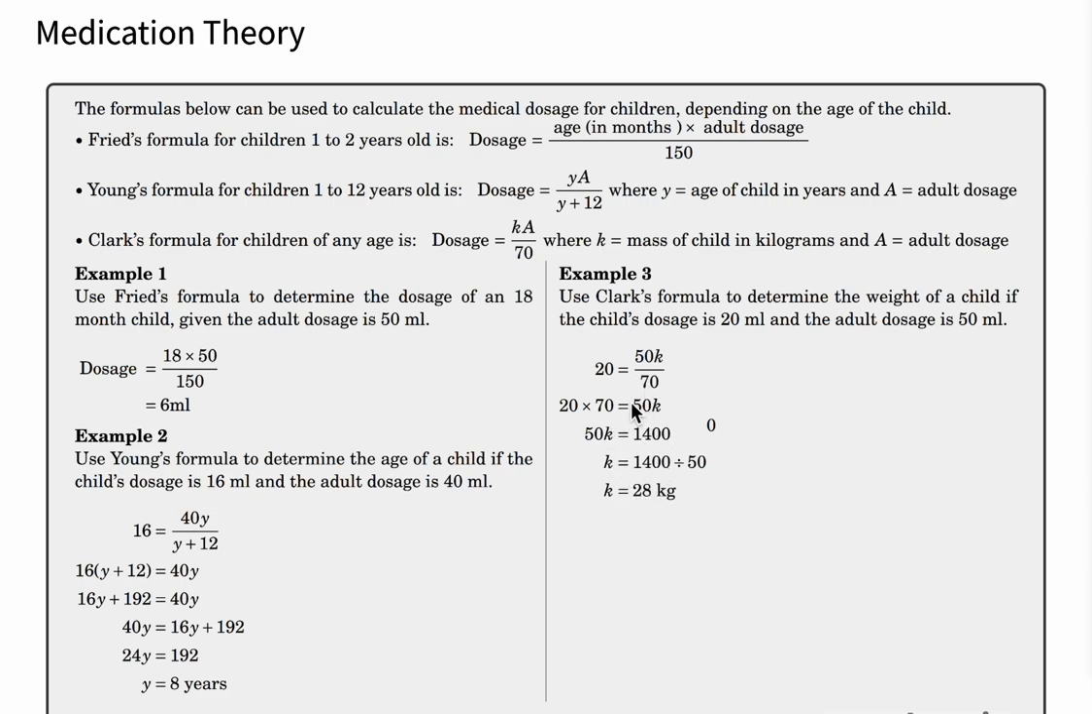There are multiple ways you can do mental math, or you can use the calculator, but let's cross multiply again. 20 times 70, 1400, and then to get to the K, you finally divide by 50, so 28 kilos.